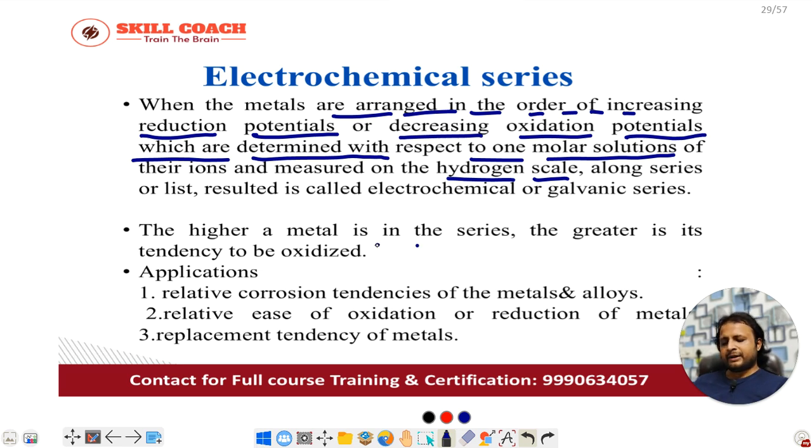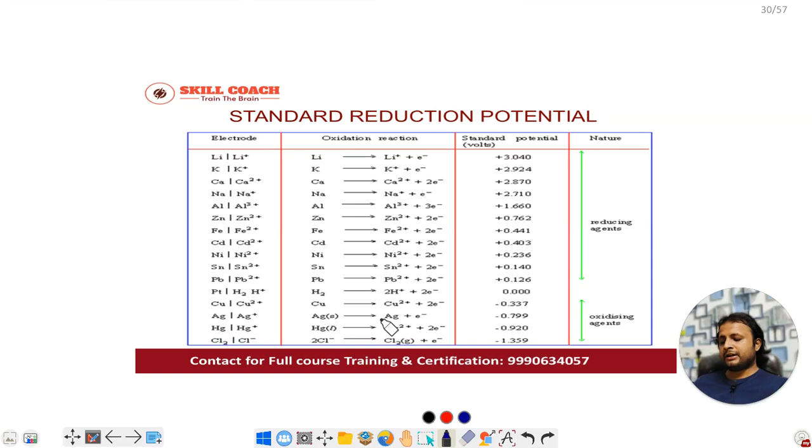The higher a metal is in the series, the greater its tendency to be oxidized, because metals are highly oxidized substances. If a metal oxidizes, its corrosive tendency will be higher, and for metals and halogens, oxidation or reduction can take place relatively easily. So these are the disadvantages, I will say.